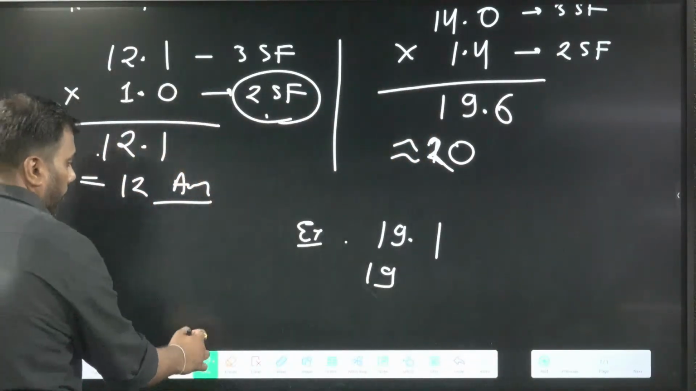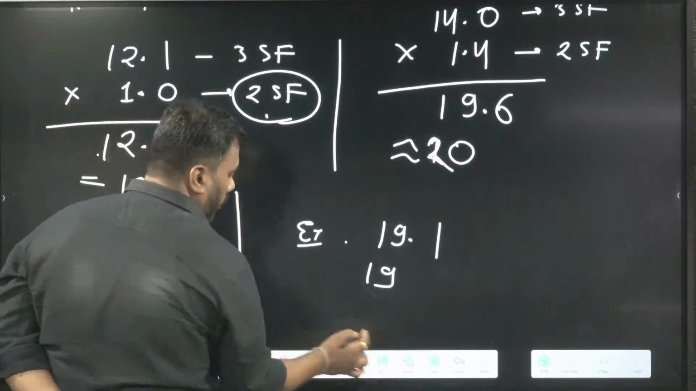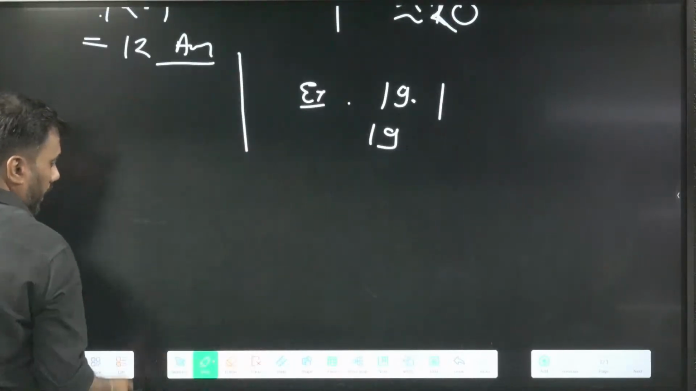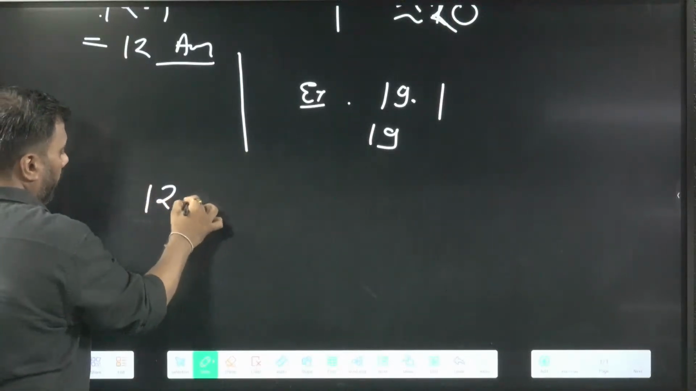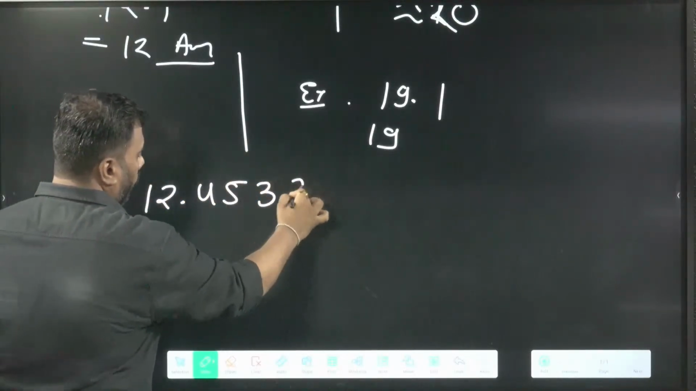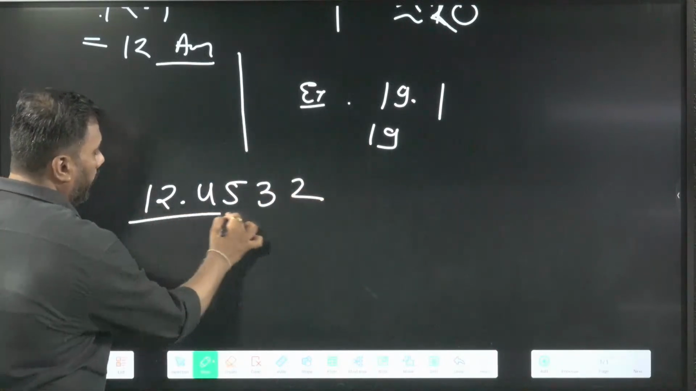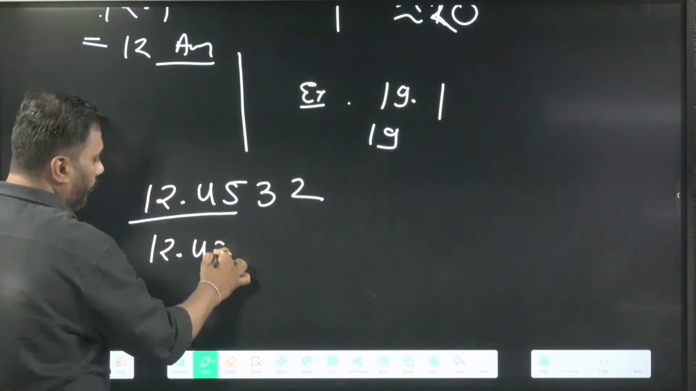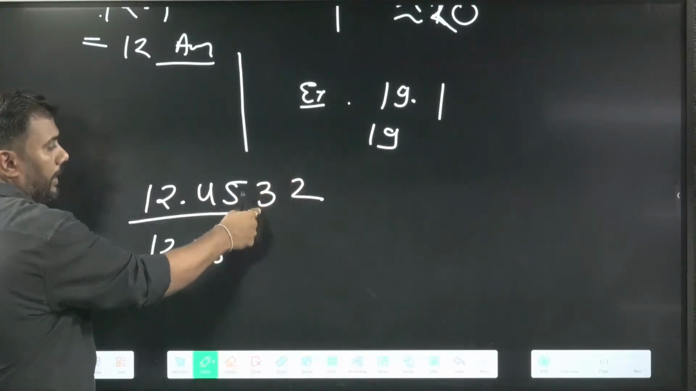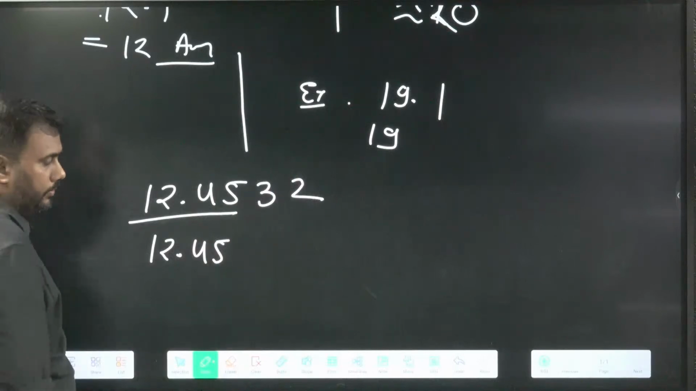Okay, so what are the rules of rounding off? Suppose you have 12.4532 and you want only 2 digits after the decimal. I want to round it off to 2 digits. The digit I am leaving is less than 5, so leave it as it is.